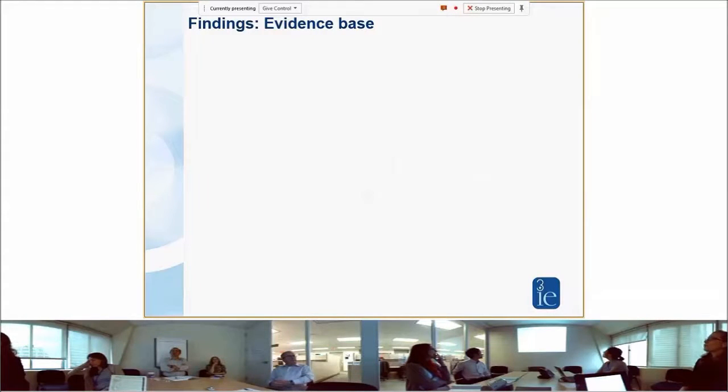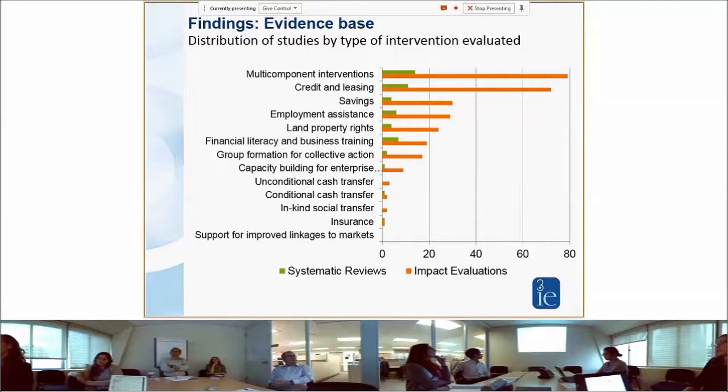So briefly, some of the findings of the evidence gap map, because I think it helps people understand how they can be used for decision making. The evidence gap map of productive safety nets found a very large number of impact evaluations and a good number of systematic reviews, so 250. But as you can see, according to this graph, they're not evenly distributed.